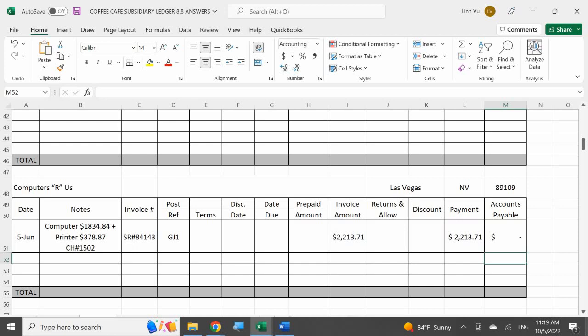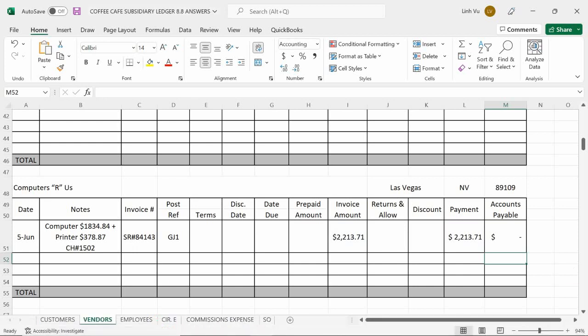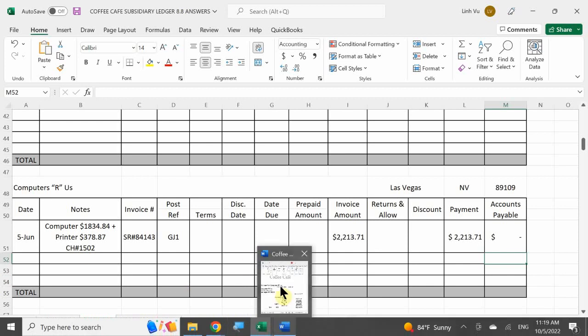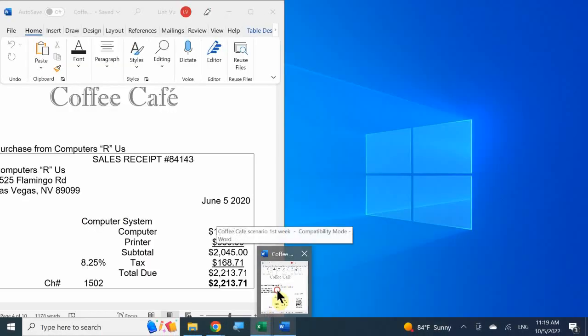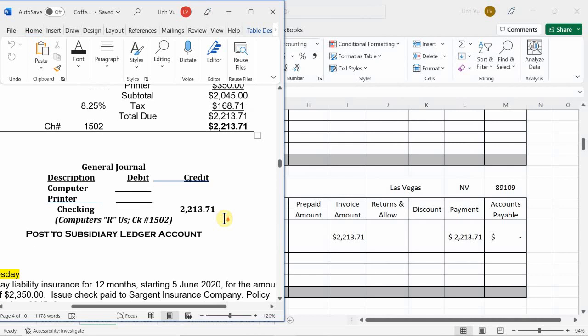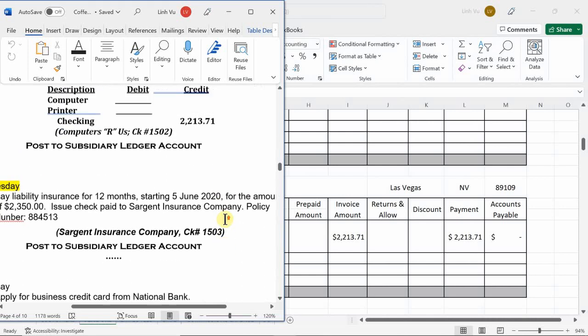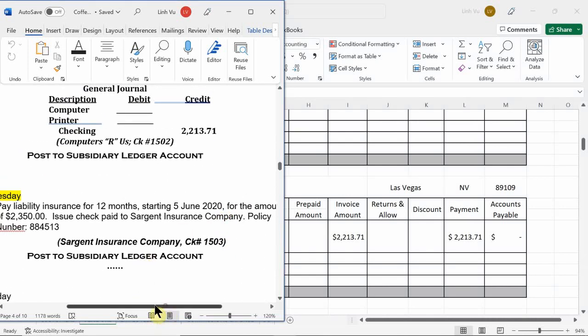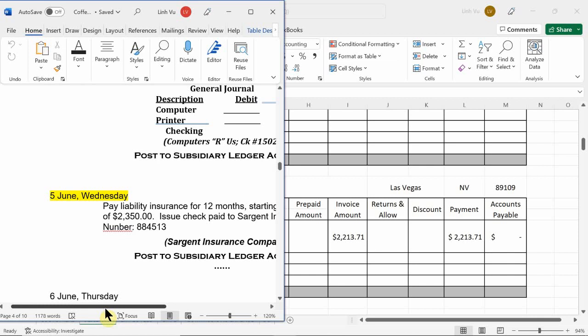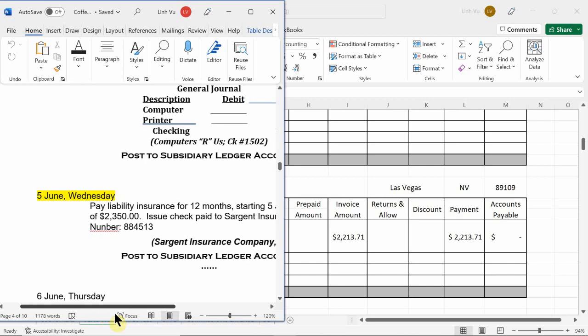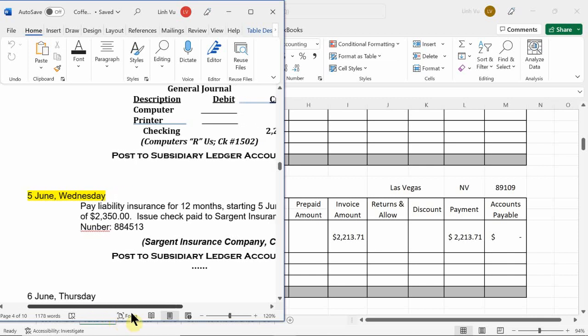Okay? So now that I've finished my general ledger, my subsidiary ledger, and my journal, as was my check and everything, that is it for today. So that means tomorrow we'll go ahead and continue on with Wednesday. Okay? All right?